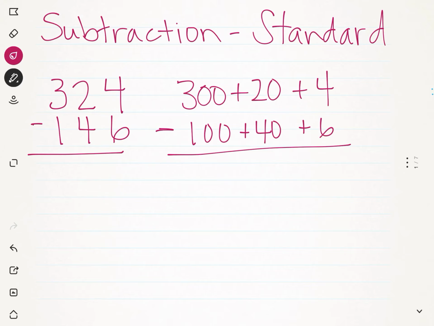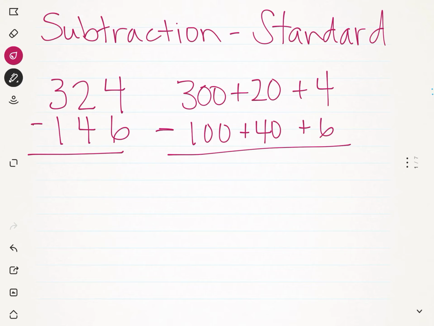I've broken apart this number into expanded form, just like we did for two-digit subtraction. So I have 324 minus 146. I broke that into 300 plus 20 plus 4 minus 100 plus 40 plus 6. I've broken it apart to show what is actually happening when we're borrowing. You'll notice that the total number never changes. We are just moving around values.